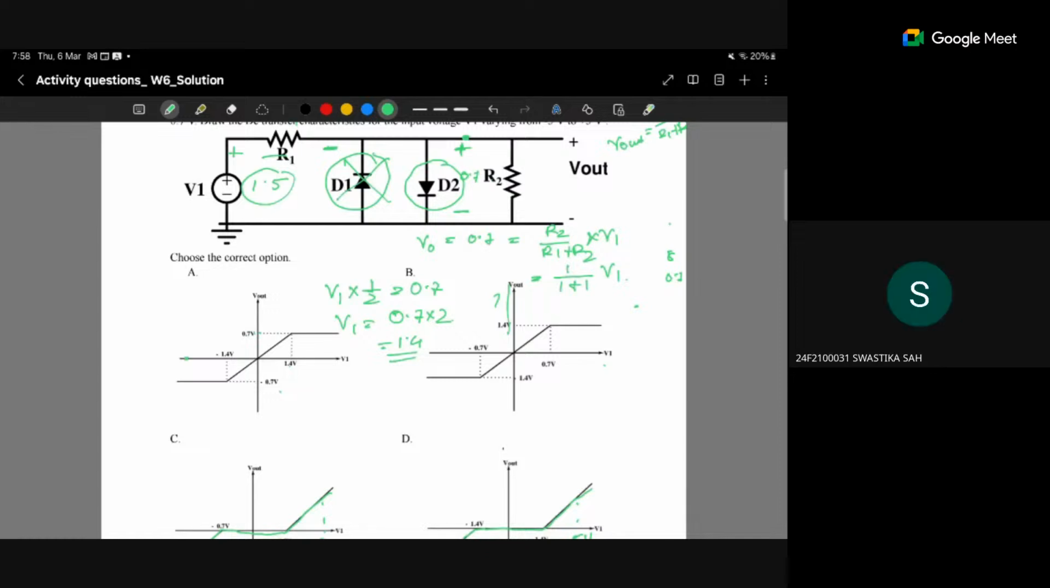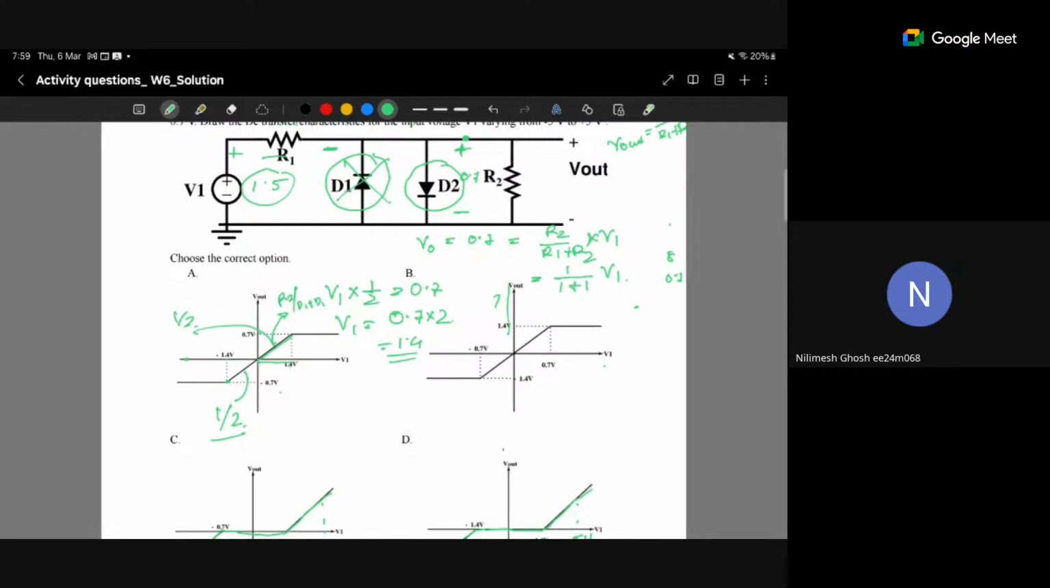So from 0 to 1.4 volt, we can say that there is a linearly increasing V out with V in, and the slope will be R2 by R1 plus R2. Here it is half. And from 0 to minus 1.4 volt, the V out will linearly decrease, and at minus 1.4 volt, the V out will be clipped at minus 0.7 volt.